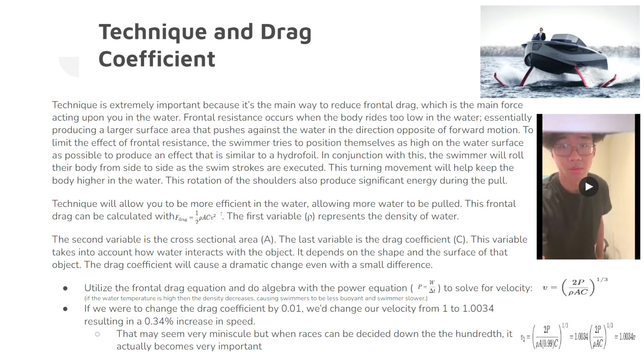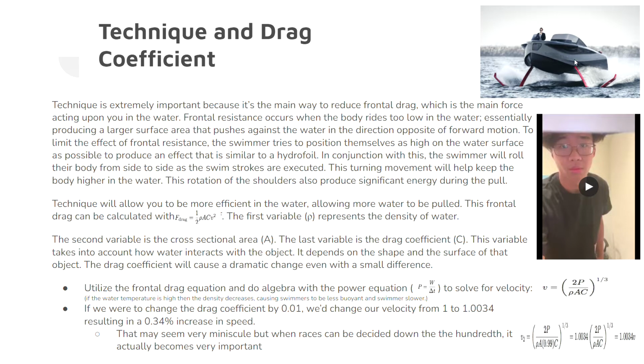So frontal resistance occurs when the body rides too low in the water, essentially producing a larger surface area that pushes against the water in the direction opposite of forward motion. To limit the effect of frontal resistance, the swimmer tries to position themselves as high in the water, similar to a hydrofoil, like this picture above here.